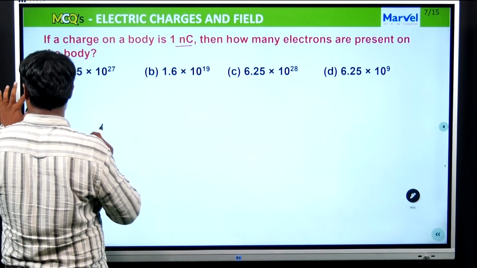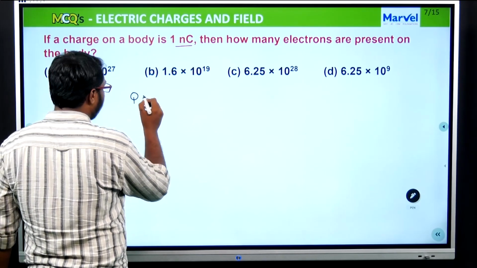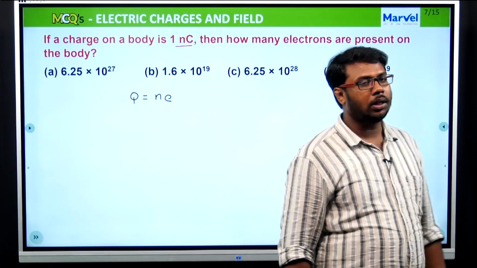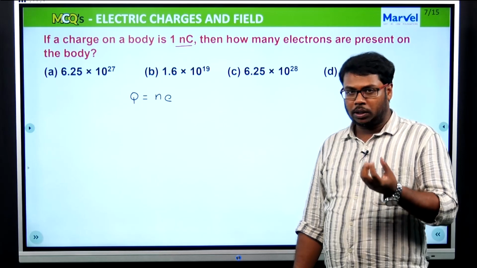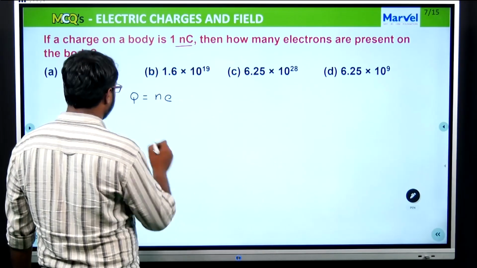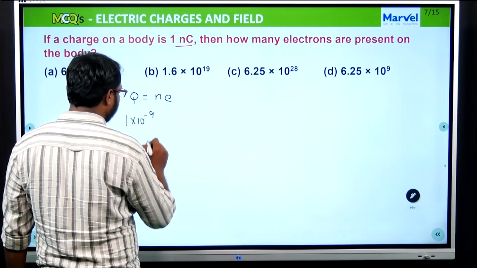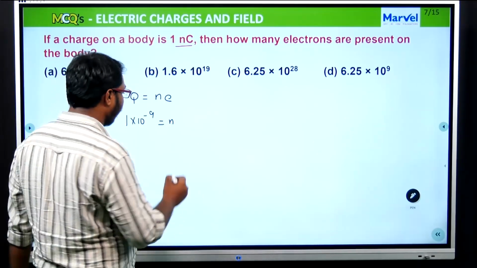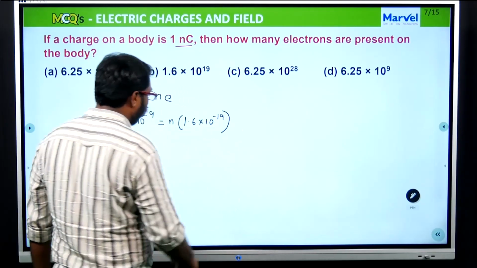Listen very carefully. I will be using the same exact formula like before, where capital Q is equal to n times e, where capital Q stands for the total charge and small e stands for the individual charge of a particle. So the total charge given here is 1 nanocoulomb, which is 1 into 10 power minus 9, equal to n into e. What is e? e is nothing but 1.6 into 10 power minus 19 coulomb.